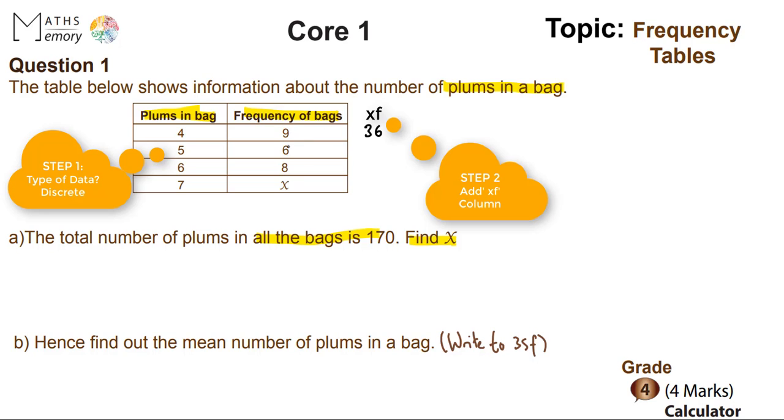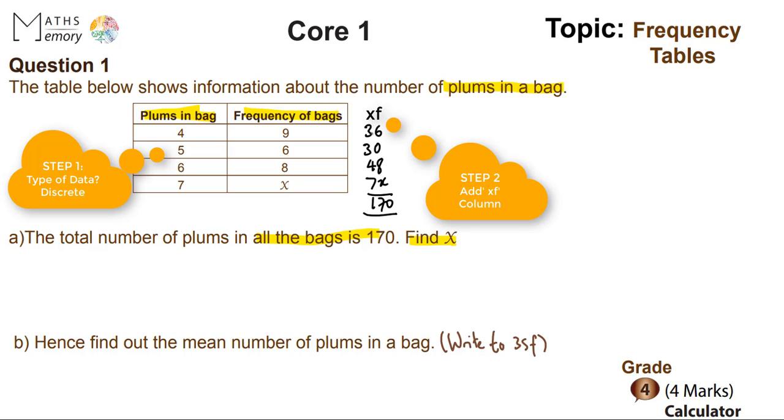Now over here, again, we have 6 bags. Each of these 6 bags contains 5 plums. How many plums are there altogether? We multiply them together, so we get 30. Let's multiply them all. 6 times 8 is 48. Now over here, 7 times x. There's no number here, so we'll write 7x. And this total has got to give you 170. All the different plums in all these particular bags, the 4-plum bag, the 5-plum bag, the 6-plum bag, the 7-plum bag, has to give you 170.